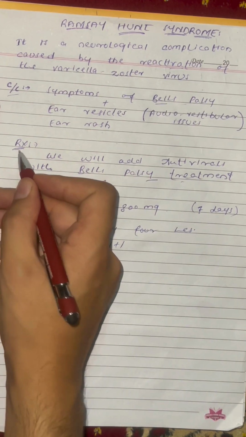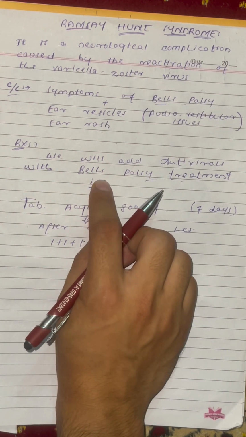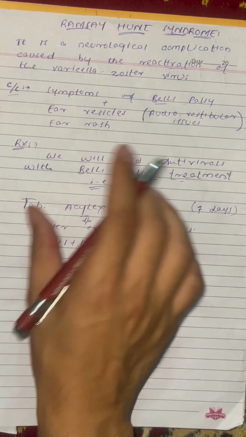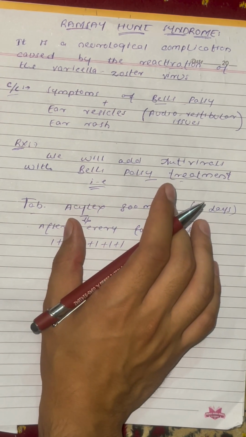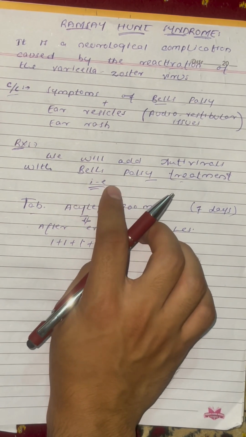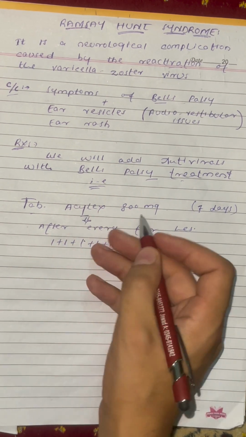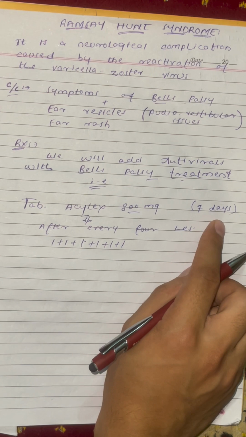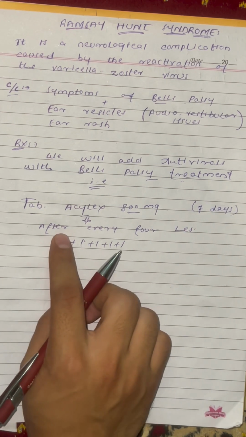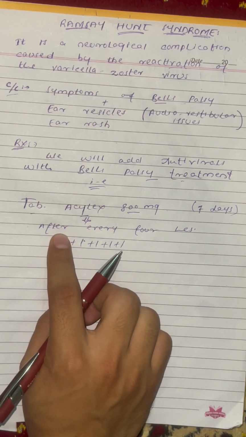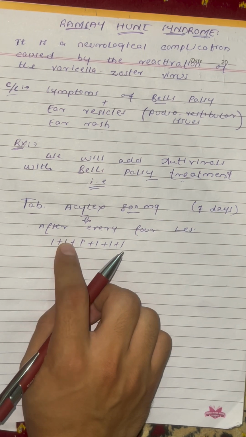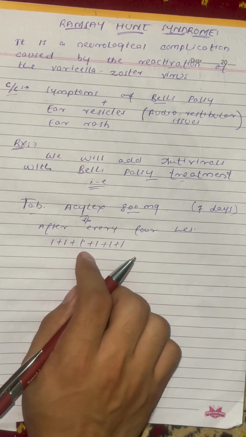To manage such a patient, we will add antivirals to the Bell's palsy treatment. Like we will write all the medication of Bell's palsy, and additionally we will give antivirals. That is tab Acylix, which is basically acyclovir, 800 milligram for 7 days. And we will tell the patient to take the tablet every 4 hours. That is 6 times a day, right?